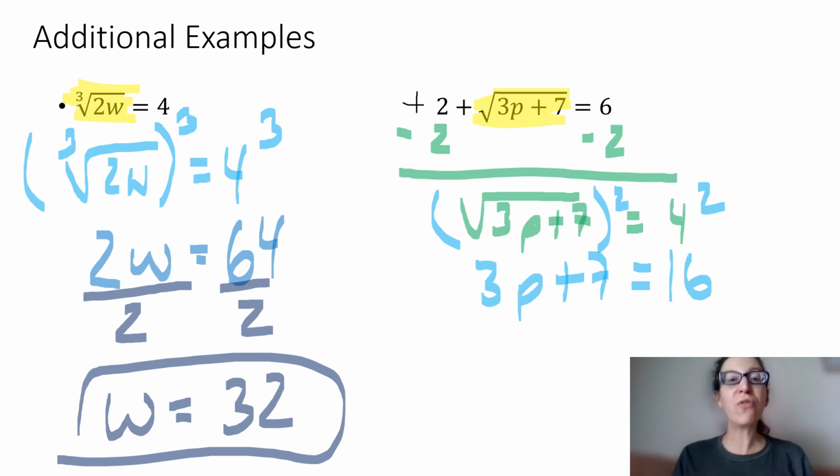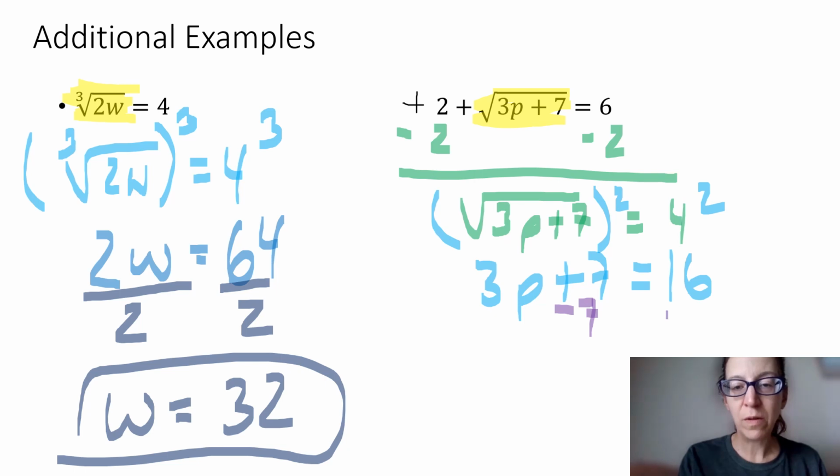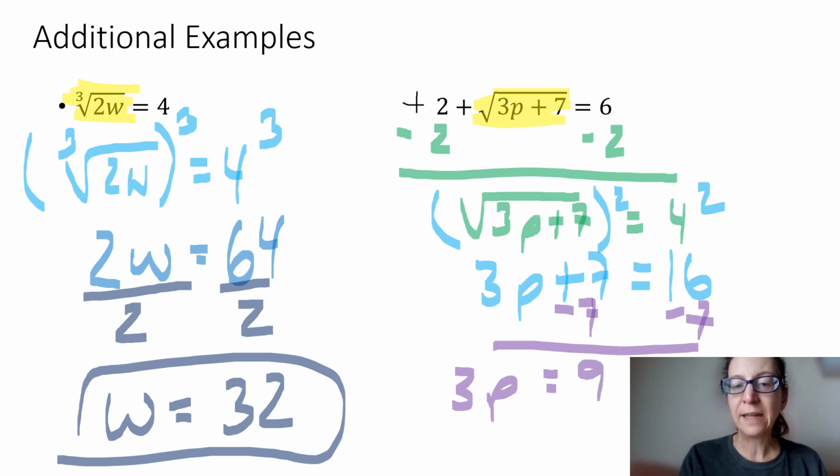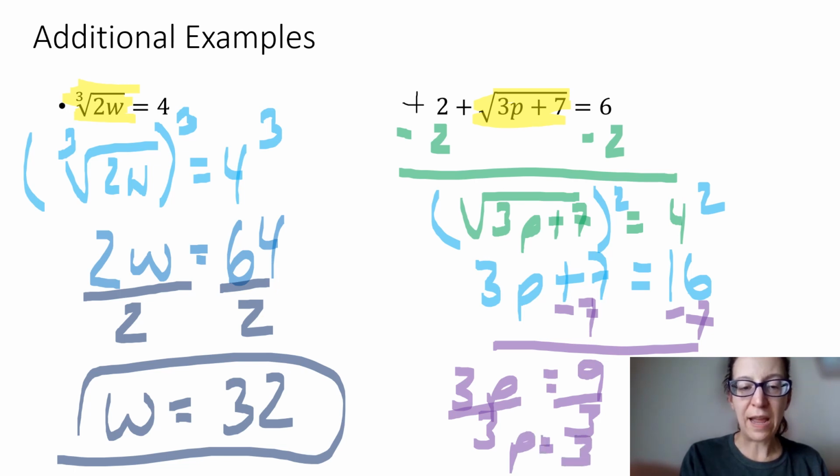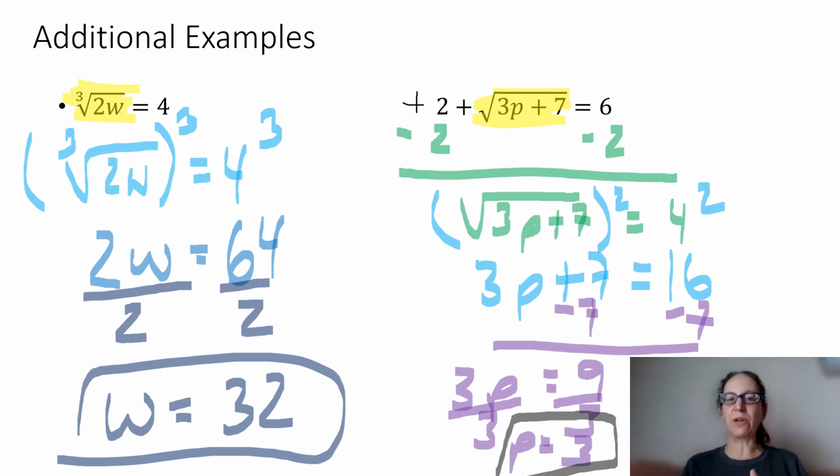And now step 3, solve the resulting equation, which in this case is a 2-step equation. So I will subtract 7 from both sides. And that'll leave me with 3p is equal to 9. And then divide by 3, and I get p is equal to 3. And there's our value of the variable that makes the equation true.